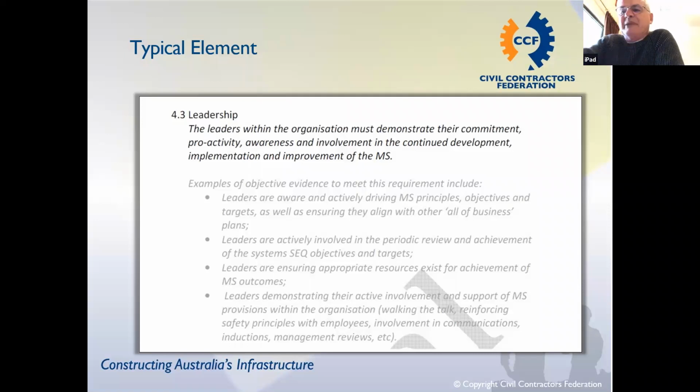And we've now got to measure that commitment by senior management. And when we're talking about it, it's the senior management of the organisation. There's some examples of evidence that you can provide. The leader's got to be aware of the management system principles. They've got to be actively involved in periodic reviews and achievements of the system, make sure that it's actually achieving the end product. Leaders are ensuring appropriate resources exist for achievement of the MS outcome. It's no good having a system and then saying, oh, but I haven't got anybody to run it or manage it. You've got to be able to demonstrate that your commitments are there and you've actually provided the resources to be able to fulfil those commitments as it applies to your business.